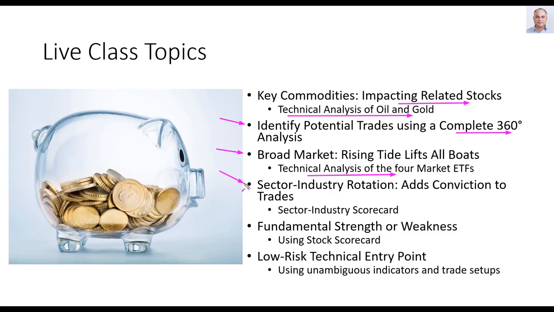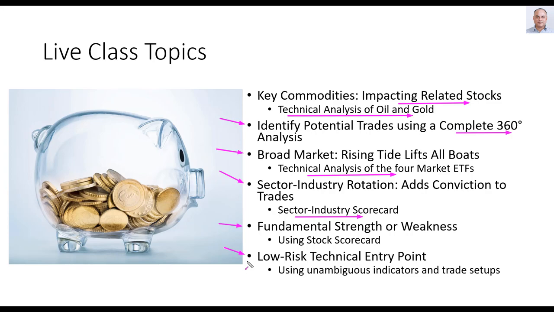Once the market level factor is known, I drill down into the sector industry level. I study their rotation using the sector industry scorecard. If I am looking for a buy candidate, I look for them in the strongest sectors and industries. And if I am looking for a shorting candidate, I look for them in the weakest sectors and industries. Next comes the fundamental level. Here I am looking for fundamentally strong stocks for buying, fundamentally weak stocks for shorting. Lastly, I wait for a low-risk technical entry point.